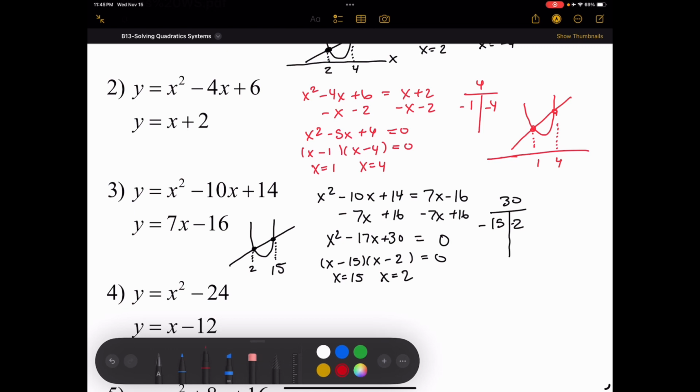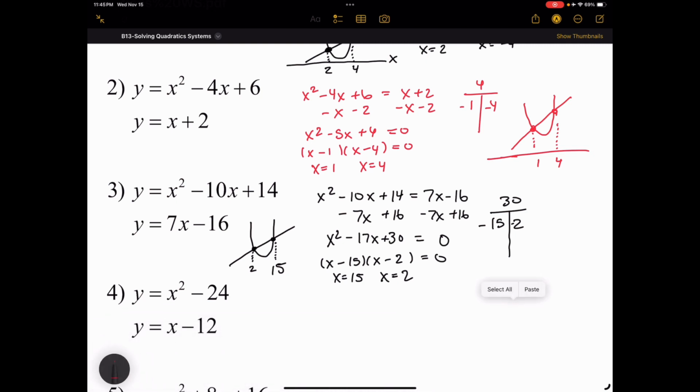All right, number 4. Y is equal to x squared minus 24 and y is equal to x minus 12. So x squared minus 24 equals x minus 12. Okay, I'm going to subtract x from both sides. There's no x on the left, so it's just going to be minus x by itself. And I'm going to add 12 to both sides. So we're going to get x squared minus x minus 12 equals 0.